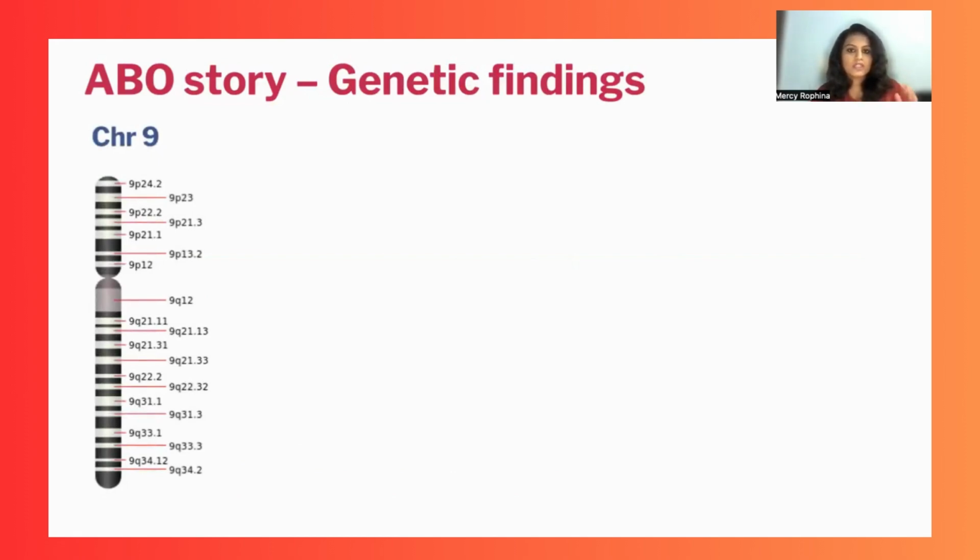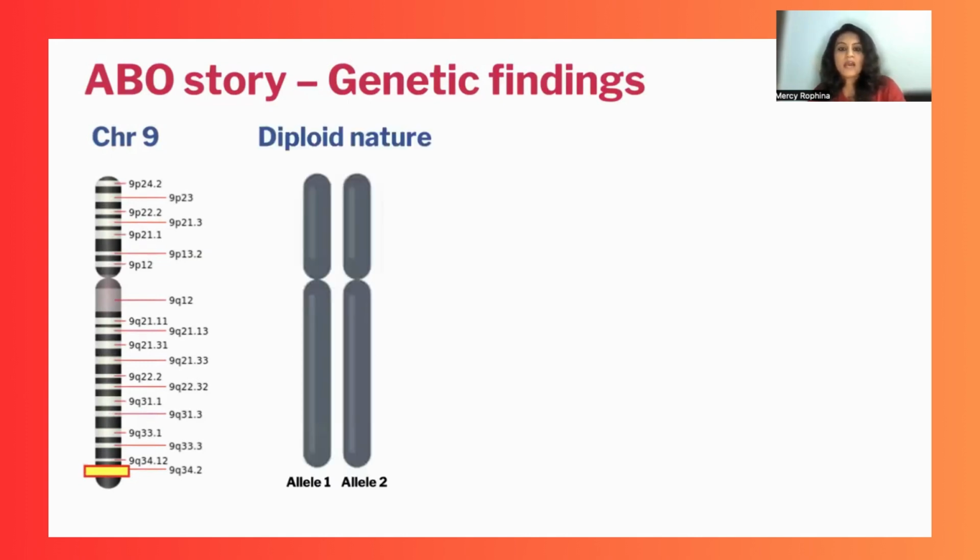So first, initially we have chromosome 9, in which we have a particular gene called the ABO gene, which is responsible for the production of these enzymes. And we all are aware that human beings carry diploid chromosomes. That is, we have two sets of chromosomes which we obtain from both the parents. And these are called allele 1 and allele 2.